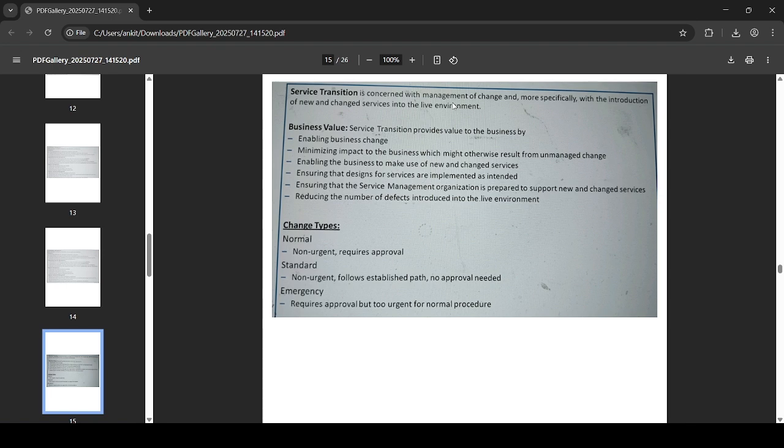Business value: service transition provides value to the business by enabling business change, and minimizing the impact to the business which might otherwise result from unmanaged change. This is very much common. If you have the service transition or the knowledge transition with you, all the KT materials with you, then what you can do is minimize the impact to the business.